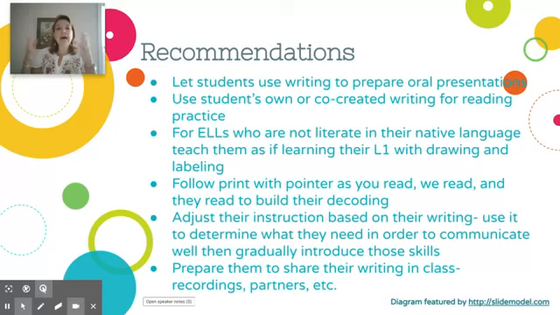Adjust their instruction based on their writing. Use it to determine what they need in order to communicate with you. Communicate well and gradually introduce the skills. Don't do writing and grammar writing all the time.